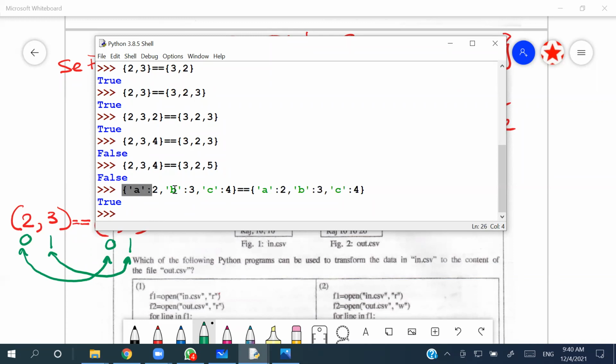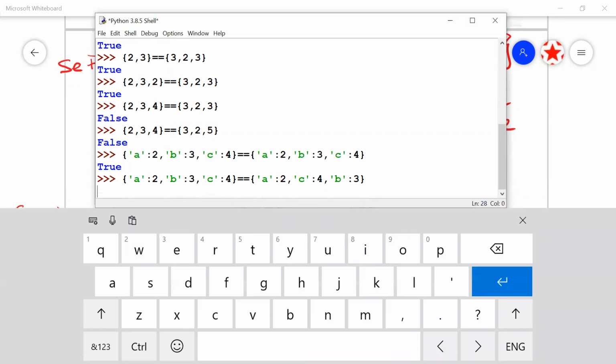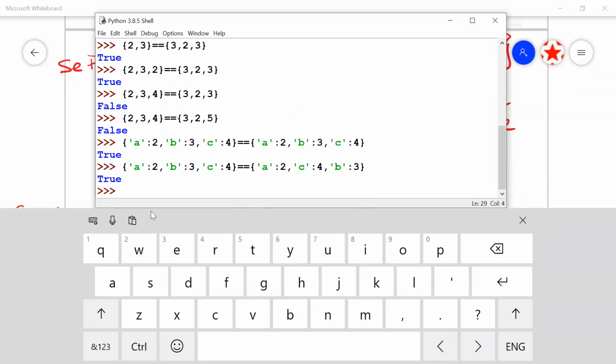Now what I'm going to do is copy this and paste it, and change the order. I'll take this and I'll put it over here. I'm sorry. Right, so I'm going to press enter again. Yes, it still gives us true.